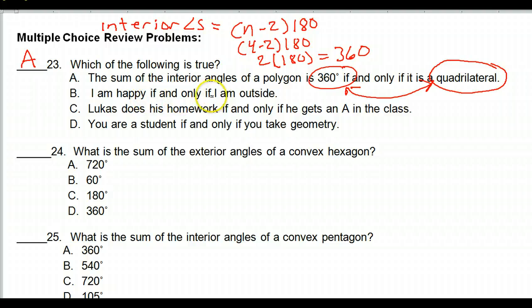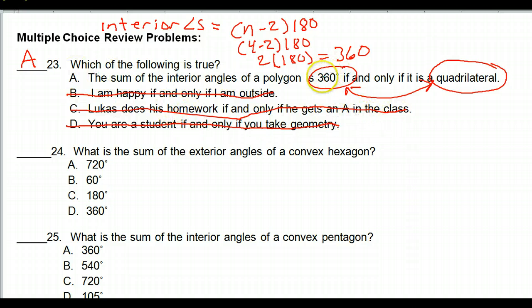So the rest of this about being happy and being outside, obviously this is nonsense. That's a matter of opinion. Lucas, we don't know Lucas. We don't know anything about Lucas and what he gets in the class. You're a student if and only if you take geometry? No, what if you're in Calc AB? The rest of this is nonsense.